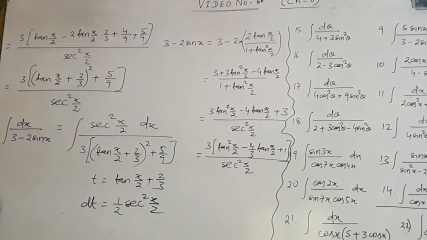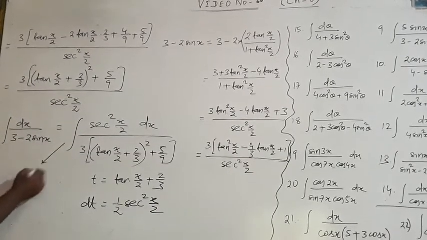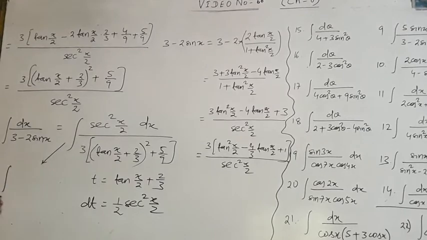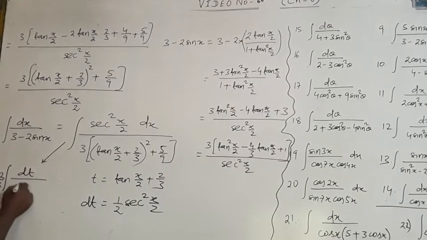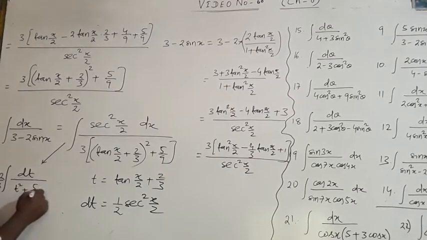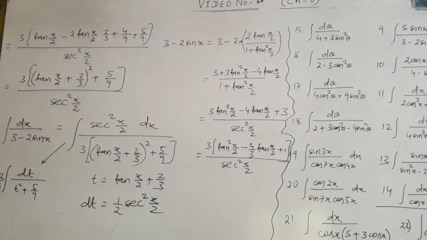So in place of sec square x by 2, what you have to write? You have to write 2 dt. 2 will go outside, dt by, it is what? 3 will also go outside, because 3 is totally multiplied, so it becomes 3 t square plus 5 by 9. Now you can do it. This is the formula of dt by t square plus a square.